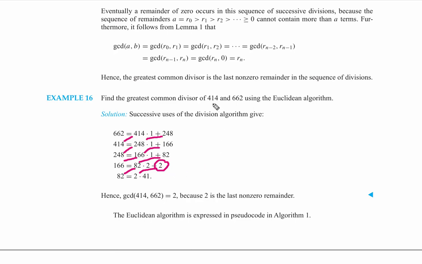Okay, so maybe these had factors of 13s, 29s, but the Euclidean algorithm avoided any factoring. It's just dividing and remainders. All right, so that's some good number theory.